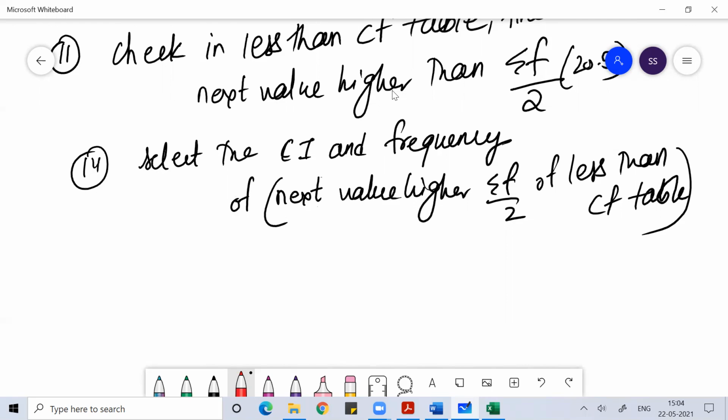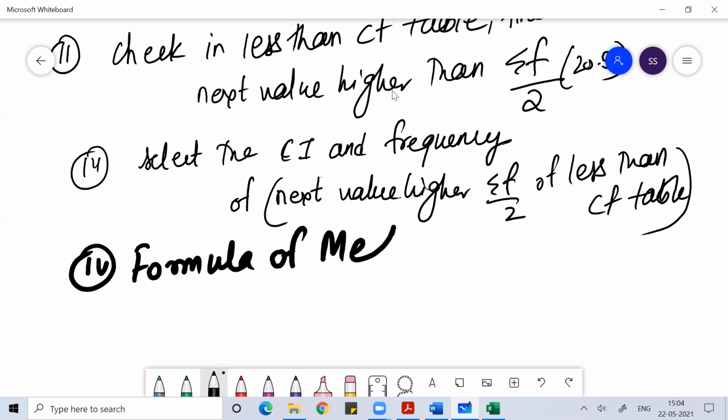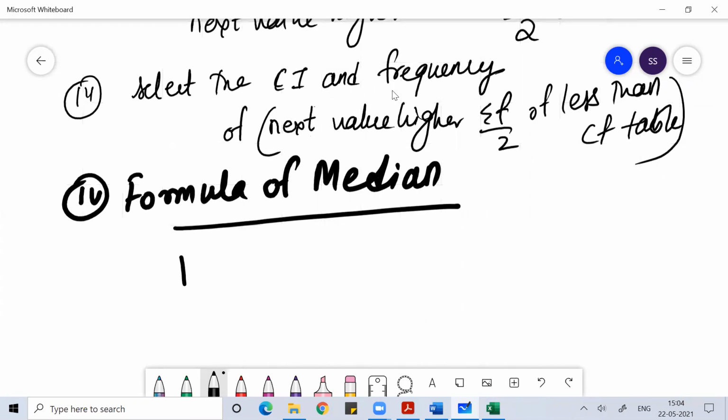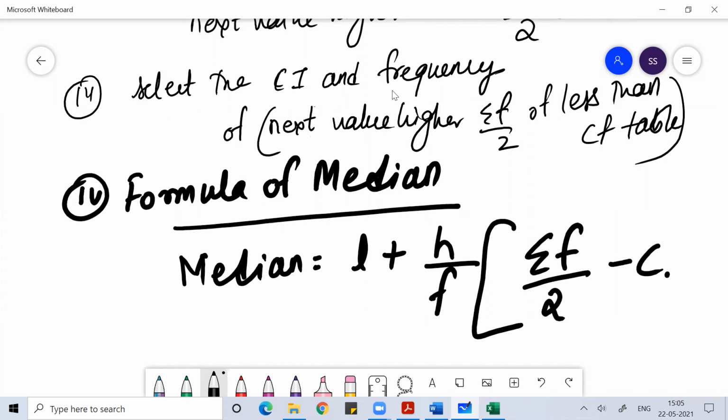In the less than cumulative frequency table, if you observe here, with this you can say that your median lies in this range. Then the formula of median that we need to follow is: median is equal to L plus H by F into sum of F by 2 minus CF. So this is the formula we need to follow for the median.